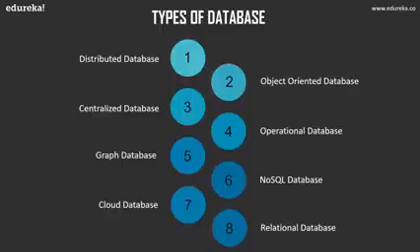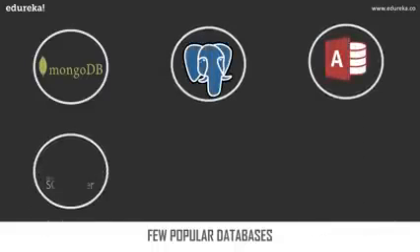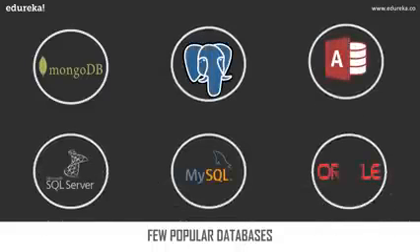Relational databases generally use SQL language, and we're going to learn more about it in the coming modules. Moving on, let's look at some of the popular databases that are widely used today. So they are MongoDB, Postgres, Microsoft Access, Microsoft SQL Server, MySQL, and Oracle DB. These are the few popular databases that are used today. Each one of them has its own pros and cons.